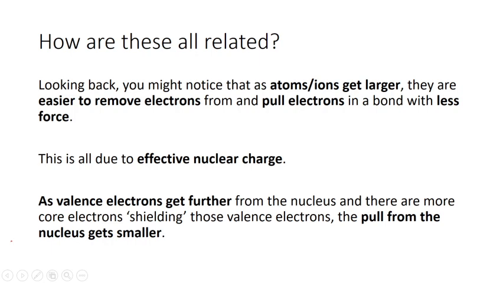Now, how are all these related? I've talked about this a little bit, right? It all comes back to effective nuclear charge. And thinking about it, you notice that as atoms and ions get larger, they're easier to remove electrons from, and they pull electrons in a bond with less force, right? The further away the nucleus is from those electrons, the less force it's going to pull with, the larger the atom or ion is going to be. And so as valence electrons get further, the pull from the nucleus gets smaller. It's all about effective nuclear charge.